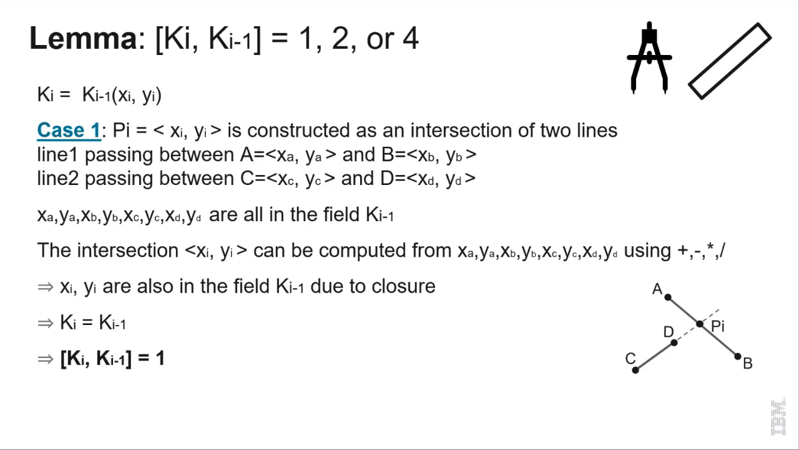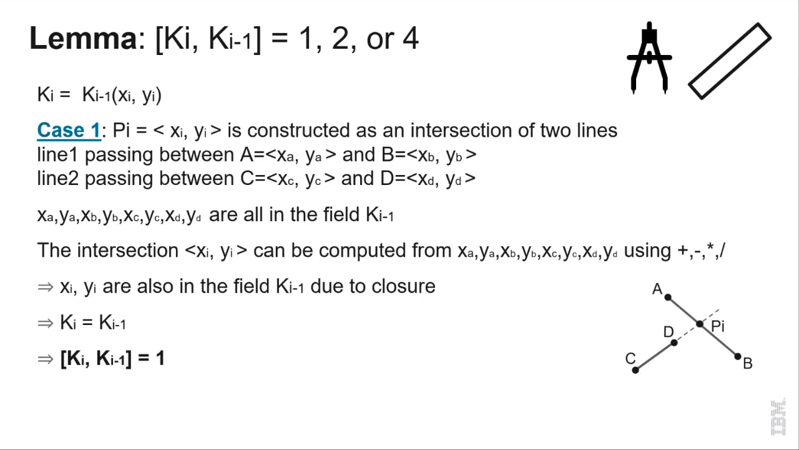And computing determinants and dividing them just involves addition, subtraction, multiplication, and divisions. And so all these operations are all available in the field. You don't have to do anything. And since all these coordinates are already inside K_{i-1}, and K_{i-1} is a field, it's closed under all these operations, and therefore the new coordinates of the intersection point P_i are also guaranteed to be already in the field K_{i-1}.